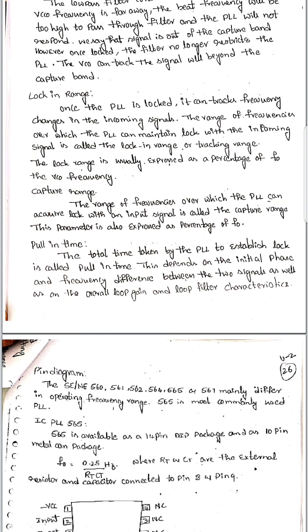Lock-in range. Once the PLL is locked, it can track frequency changes in the incoming signal. The range of frequencies over which the PLL can maintain lock with the incoming signal is called the lock-in range or tracking range. The lock-in range is usually expressed as a percentage of the center frequency F0 of the VCO.